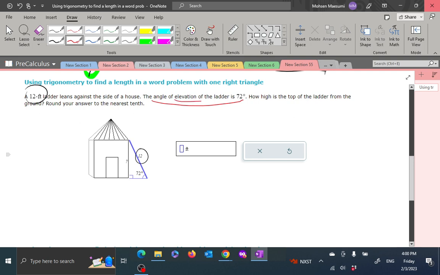We saw this issue last time. Angle of elevation, so that's of course the angle of elevation. And then how high is the question. How high is the top of the ladder from the ground? And that is, well, referring to this one. Let's go ahead and call that Y.